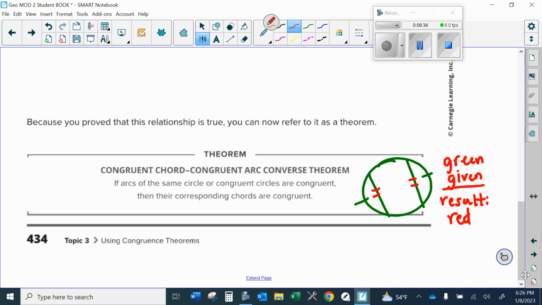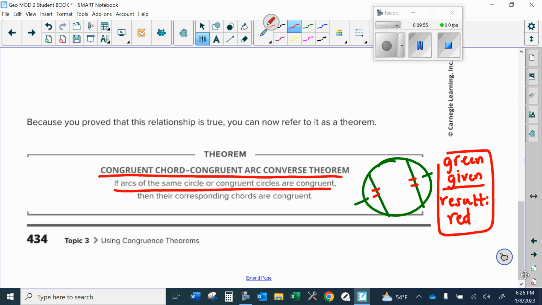We have the congruent chord, congruent arc converse. So now we just switch the order. Now if we're given that the arcs are congruent, so the green is true, the given is the green, as it says right here, and the result is the red. So if two arcs of chords are congruent, then the length of those chords also must be.